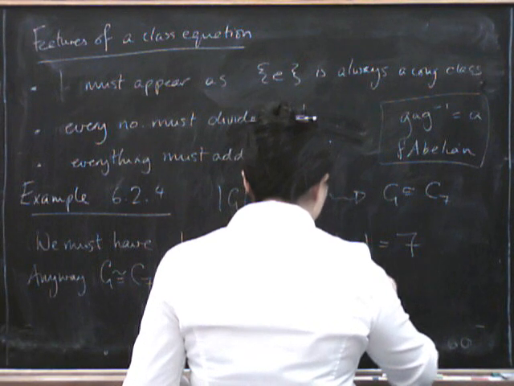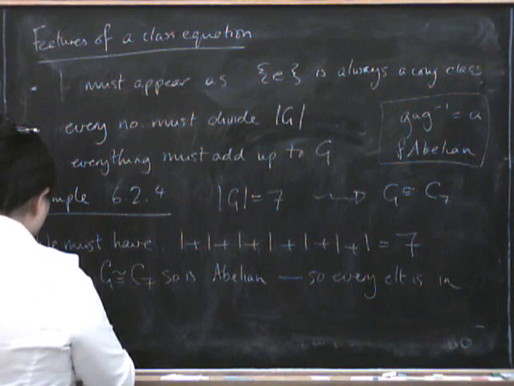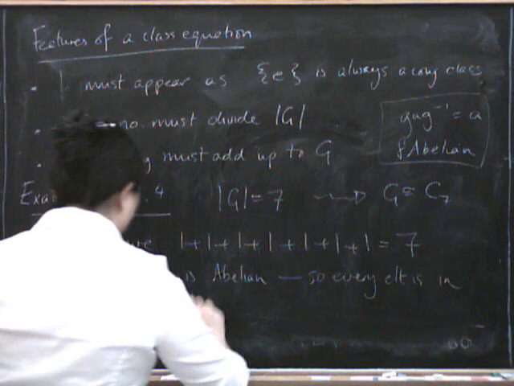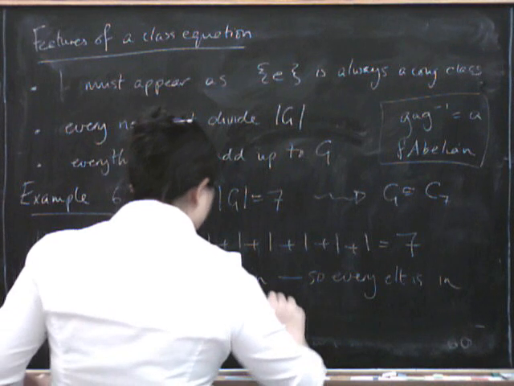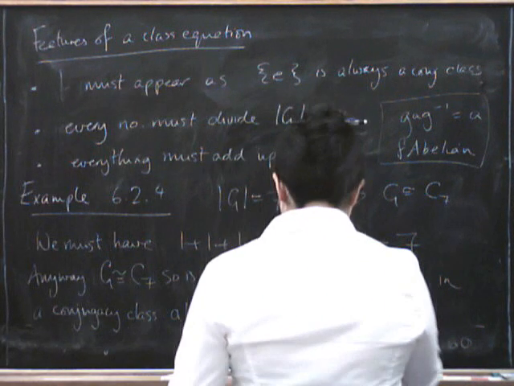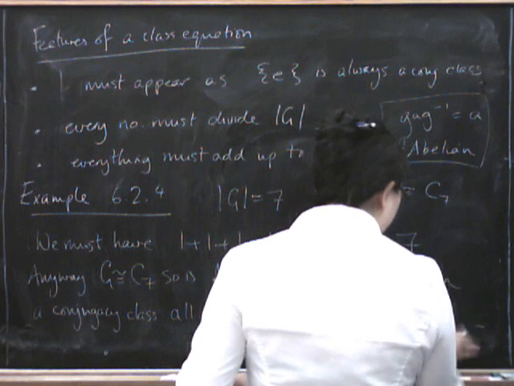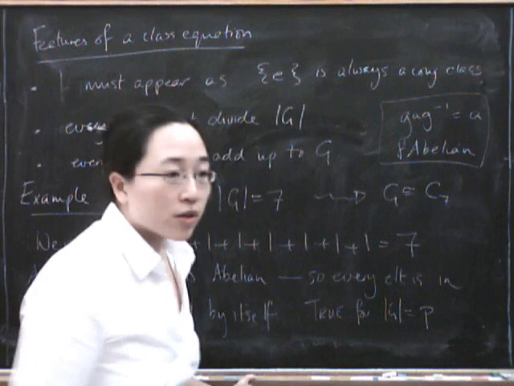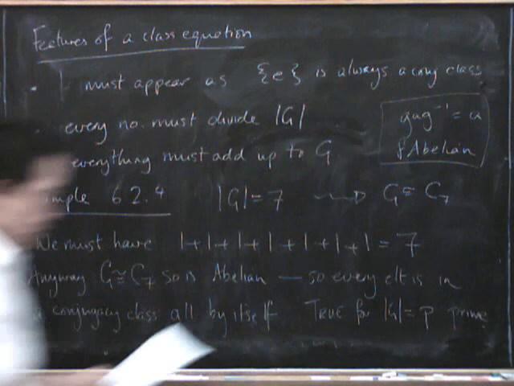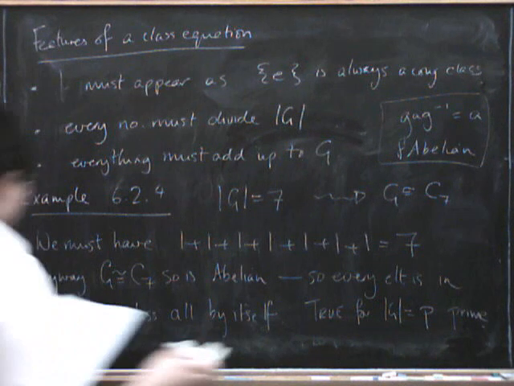So every element is in a conjugacy class all by itself. And of course this is true for any G having order p, any prime number. So that tells us about the class equation for cyclic groups.